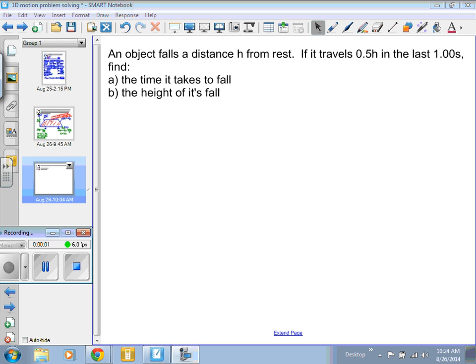In this problem, an object falls the distance h from rest. If it travels 0.5 h in the last 1 second, find the time it takes to fall and the height of its fall. Let's draw a picture of this situation.